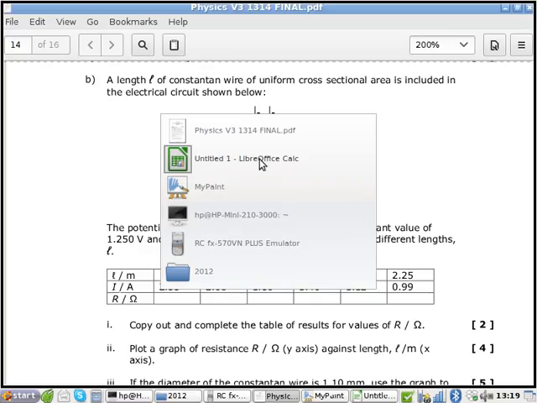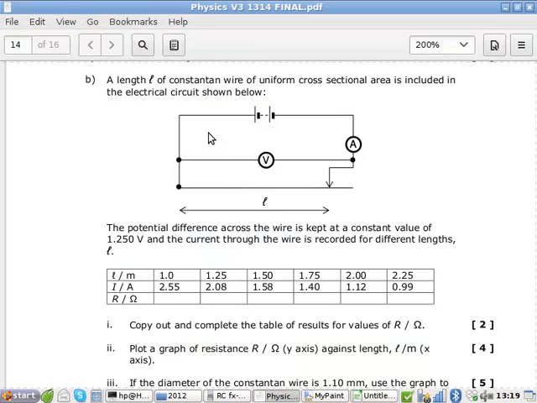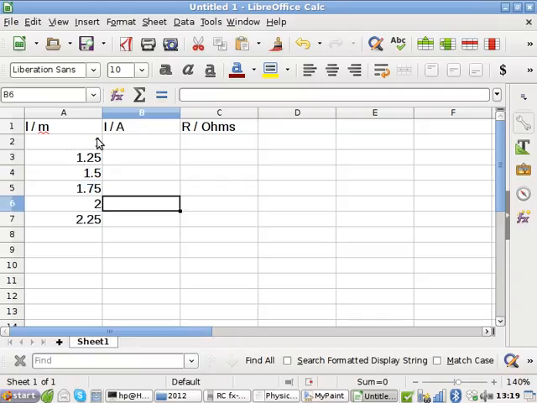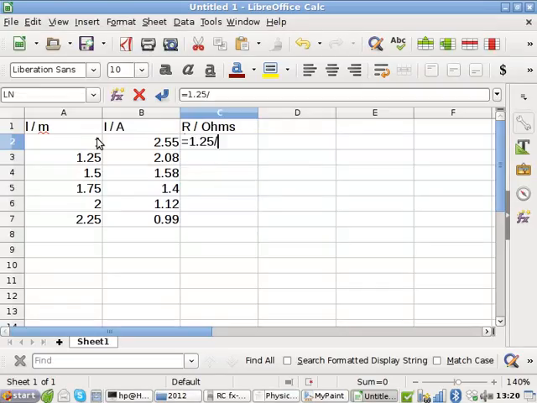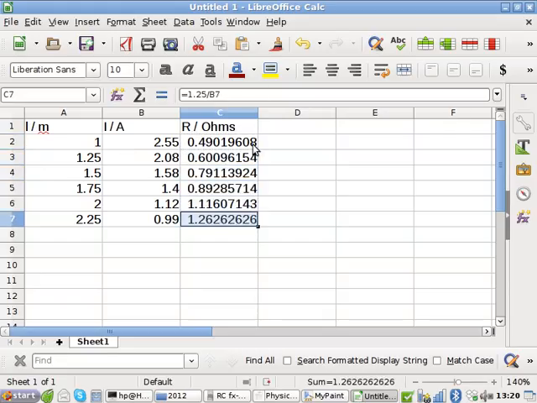Okay. Did you write this table down? Yeah, so the first one is length in meters. The next one is I in amps, and the last one is R in ohms. And the length starts at 1 and increases by 0.25 each time until 2.25, and then the current starts at 2.55, yeah, 2.08, 1.58, 1.40, 1.12, 0.99. And we think the R should be, according to our formula, 1.25 over the I. I'm getting bigger. Yeah, and we'll do 3 decimals.